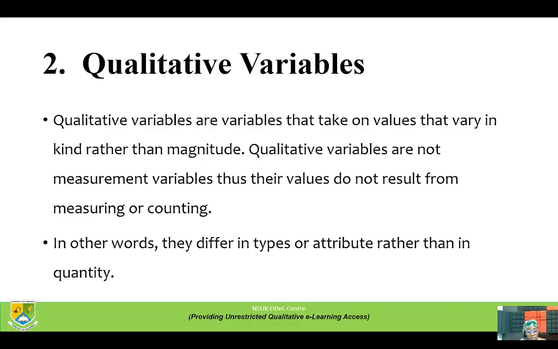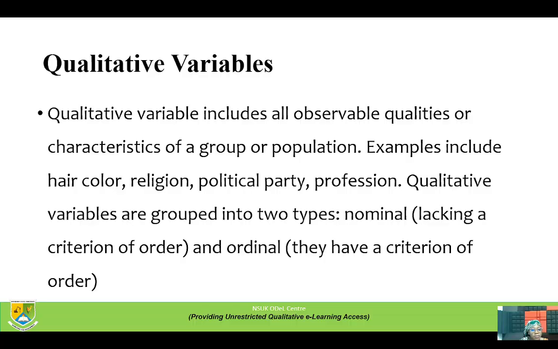hear, taste, or smell. For things you could see, it could be different types of colors. For things you could feel, it could be hot or cold in the degree it is. For things you could taste, it could be delicious or not. For things you could hear, it could be loud or silent, and things like that. In other words, they differ in types and attributes rather than in quantity.